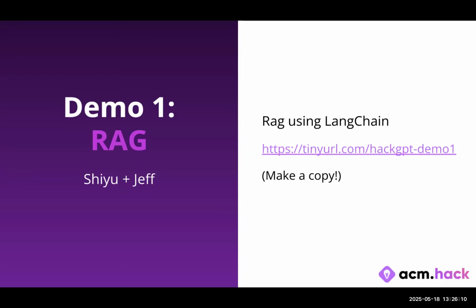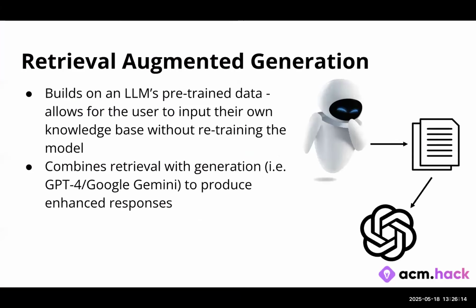No? All right. RAG stands for Retrieval Augmented Generation, and it builds on an LLM's pre-trained data. An LLM is basically a large language model, like what you imagine OpenAI or Google Gemini to be. You can talk to it and it'll give you a response back. And it allows the user to input their own knowledge base without retraining the model.